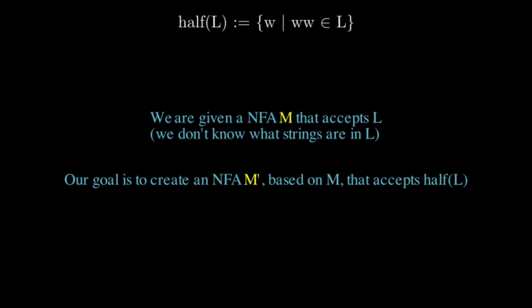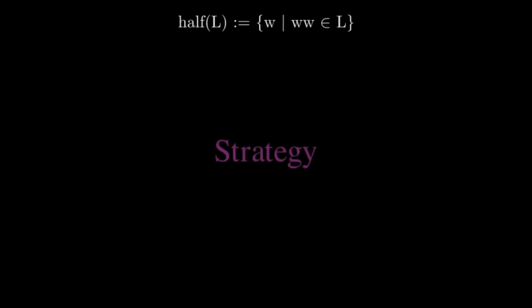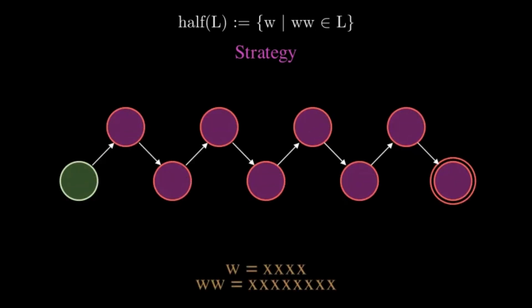And it turns out we can construct a new NFA using transformations. So how do we approach this problem? Let's try with our example half-L. Here's our strategy. When we receive an input string and we want to know if it is in half-L, we can try to run it twice on M, the NFA for L. Once from the start and once from the middle point. Note that we need to run these simulations simultaneously, otherwise we will run out of input by the time we get to the middle point.